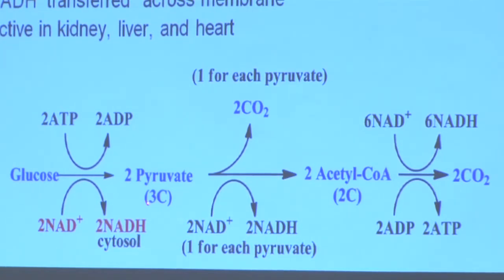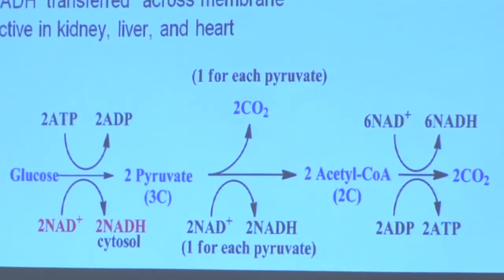But I made some NADH back here in the cytosol as well, and it's not in the mitochondria. And so if I want it to also participate in the electron transport chain, to pass off its electrons as well, then I have to shuttle it into the mitochondria.